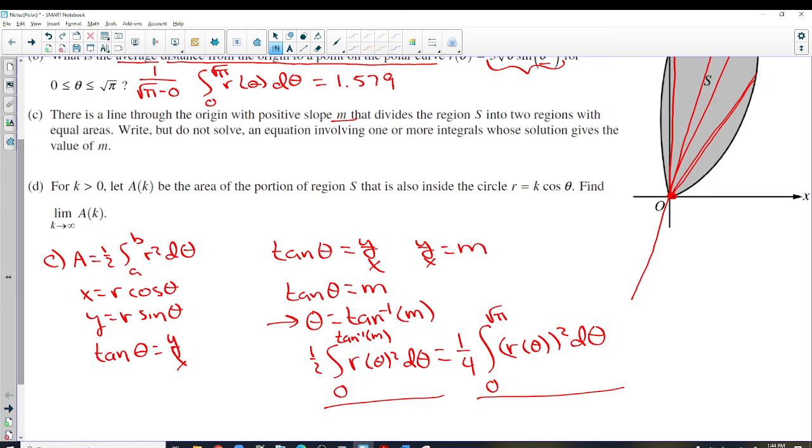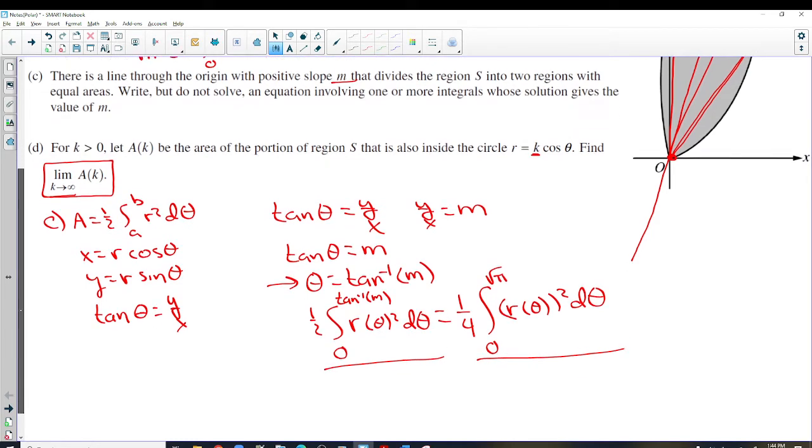For k greater than 0, let a sub k be the area of the portion of the region S that is also inside the circle r equals k cosine theta. Find the limit as k approaches infinity of a of k. So we want what's happening as k is getting bigger and bigger and shooting off to infinity. Let me graph this.